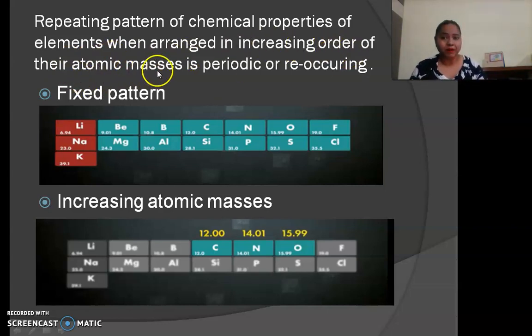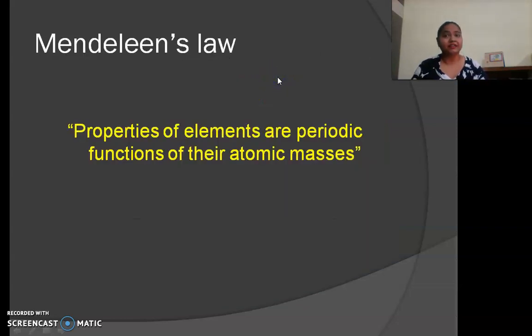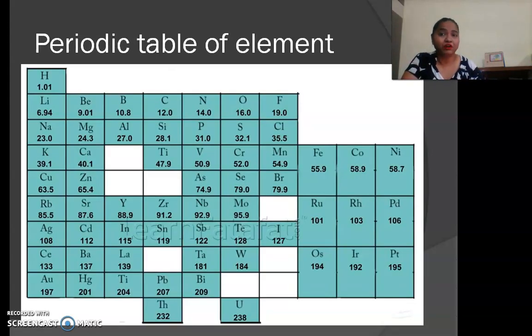Therefore, he said that the repeating pattern of chemical properties of elements when arranged in increasing order of their atomic masses is periodic, that is, it comes after a certain number of periods, that is, a certain gap, which is 6 over here, or reoccurring. And hence he stated the law, which says: properties of elements are periodic functions of their atomic masses. I repeat again, properties of elements are periodic functions of their atomic masses. And this is how Mendeleev's periodic table came into existence.